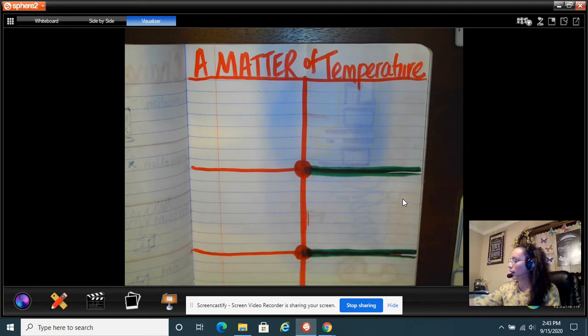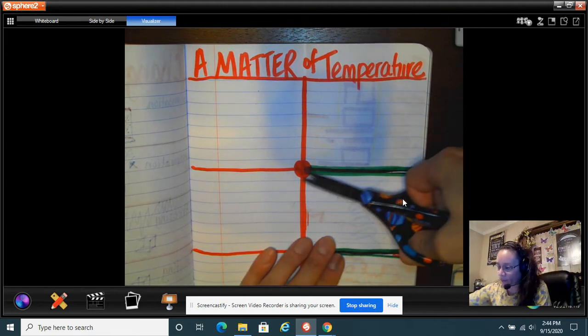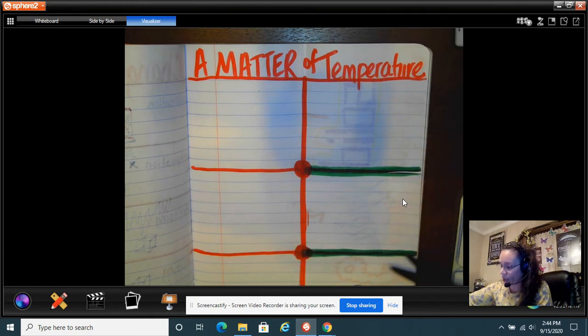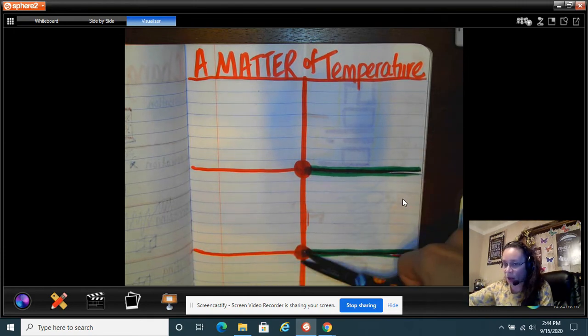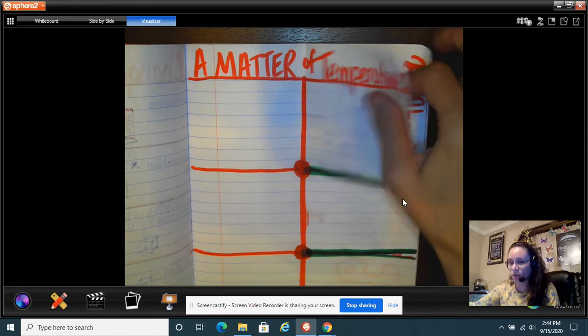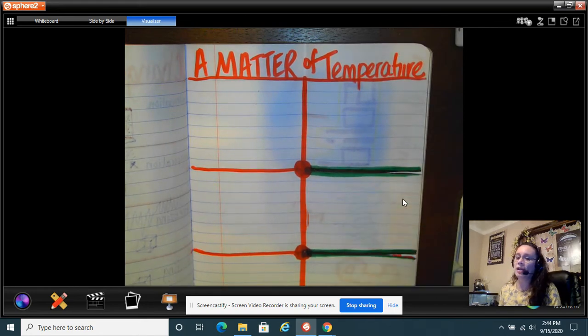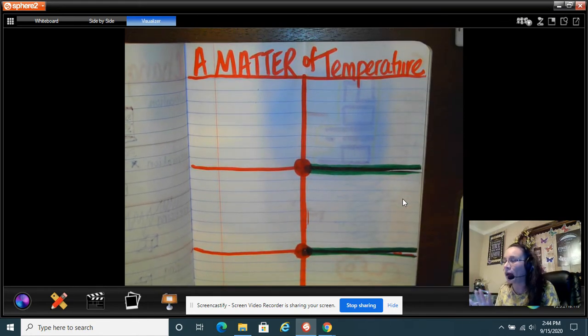So you're going to cut that page. Okay, cut it all right here. Stop. Cut it right here on this green line. Stop. Okay, so after I cut, I should have 1 door, 2 doors, 3 doors. So I am making a foldable within my journal.